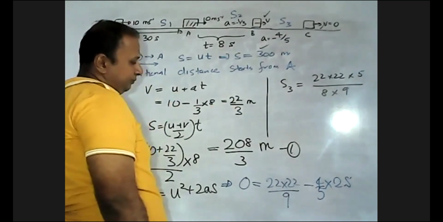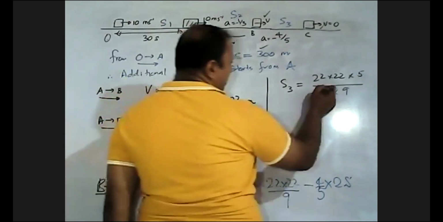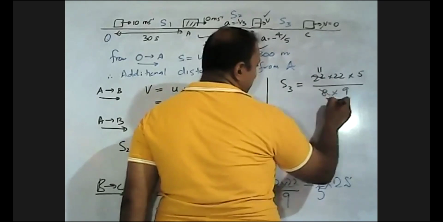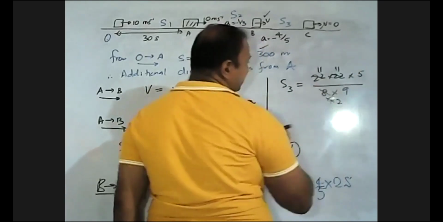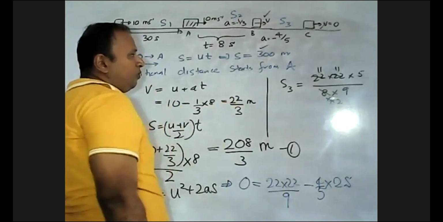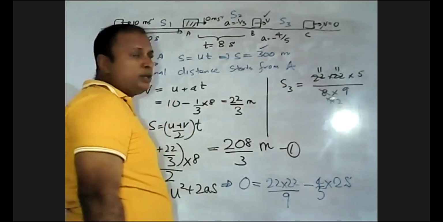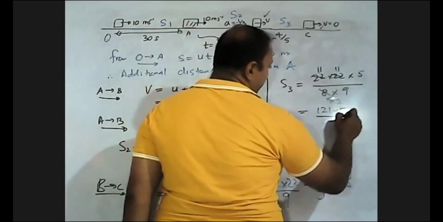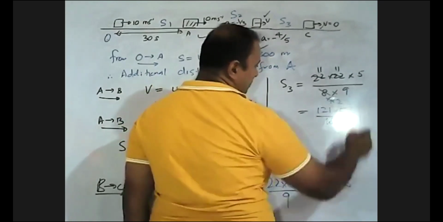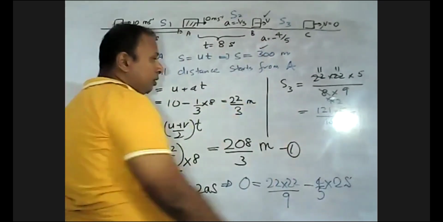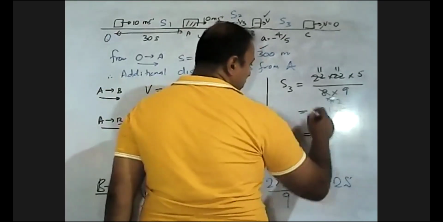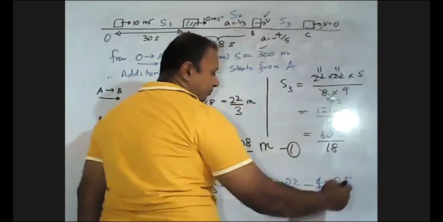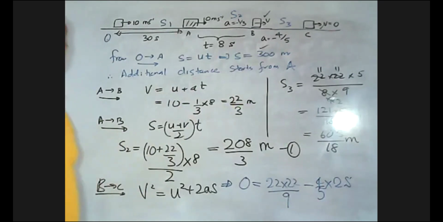Okay. You can divide this by 2. It will be 4, 11, again 2, 11. That means 11 into 11 into 5 over 80. So this means 5, 6 or 5 or 8. That is S3.